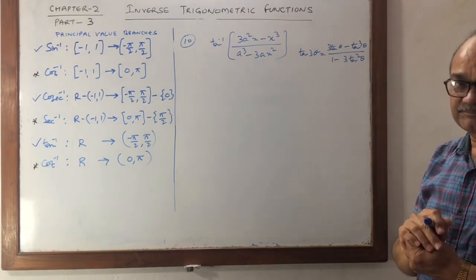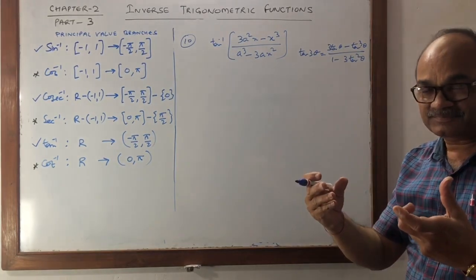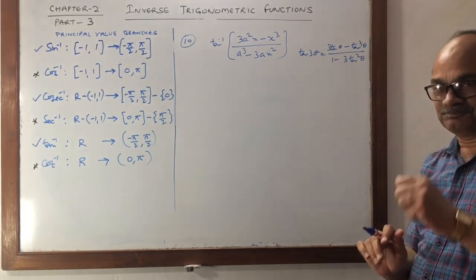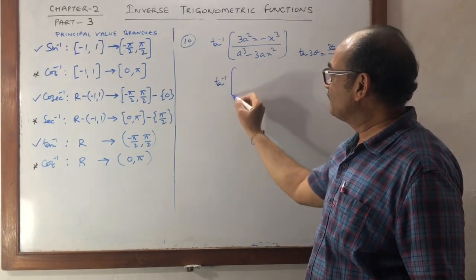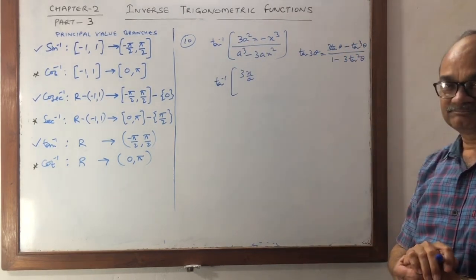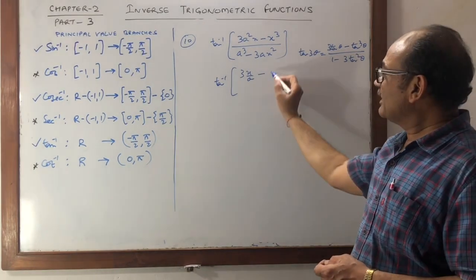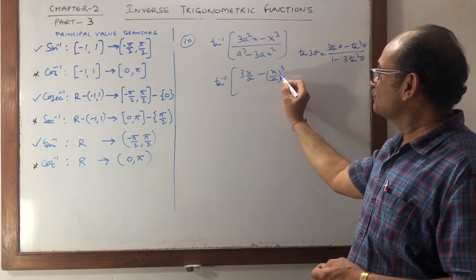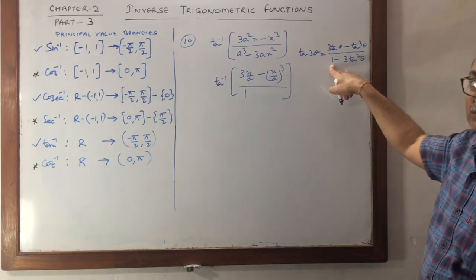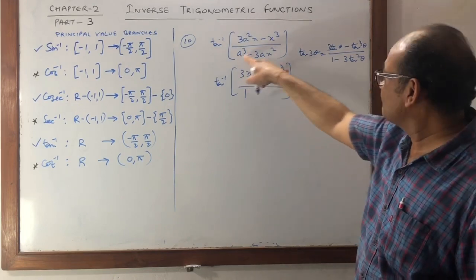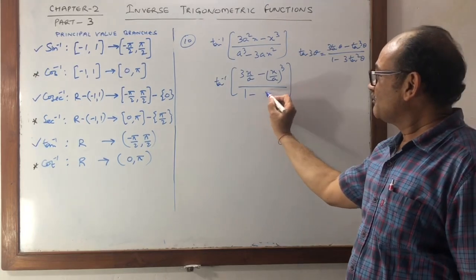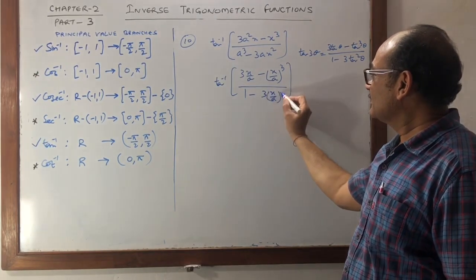How can we make it? Any clue? If we divide numerator and denominator by a cube, the numerator will become 3 x by a minus x by a whole cube. The denominator will become 1, because we need 1. Here you got the hint: because a cube is here, but we want 1, it means you have to divide by a cube. 1 minus 3 x by a whole square.